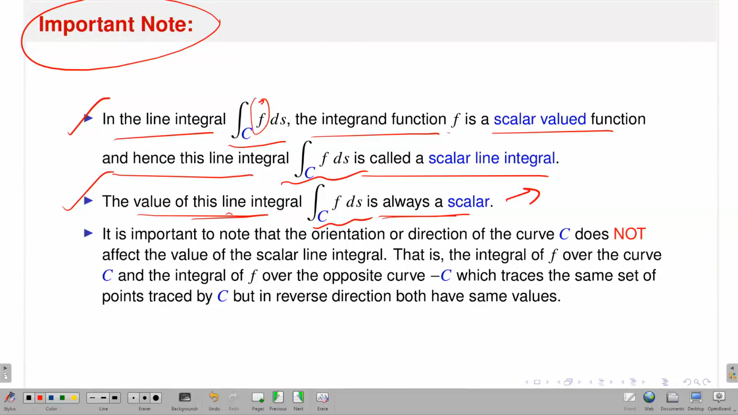If the norm of the partition goes to 0, the limit will also be a scalar. Therefore, the scalar line integral always gives a scalar. What is the third one? The third one is very nice.